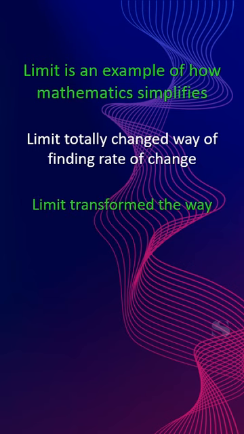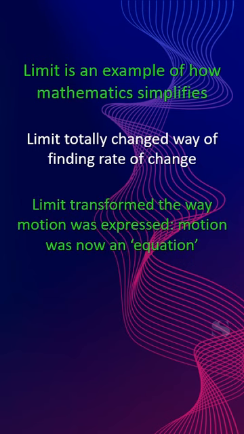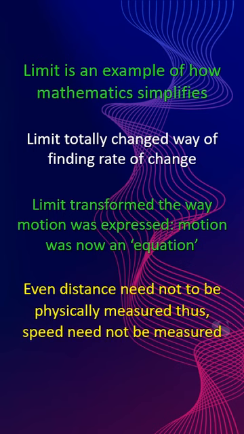Limit introduced an inventive way of representing, describing, expressing the whole of motion itself and other changing situations. It used equations, a kind of mathematical equivalent of real changing situations, called functions. And the functions would give the changing quantity of things without involving any physical measures. For example, the distance traveled does not require any physical measurement, and thus, the rate of change of distance, speed, also does not require any physical measurement.